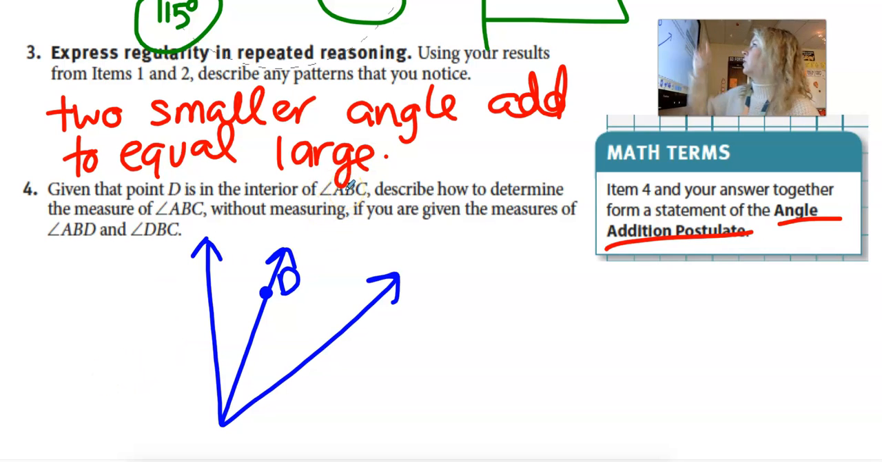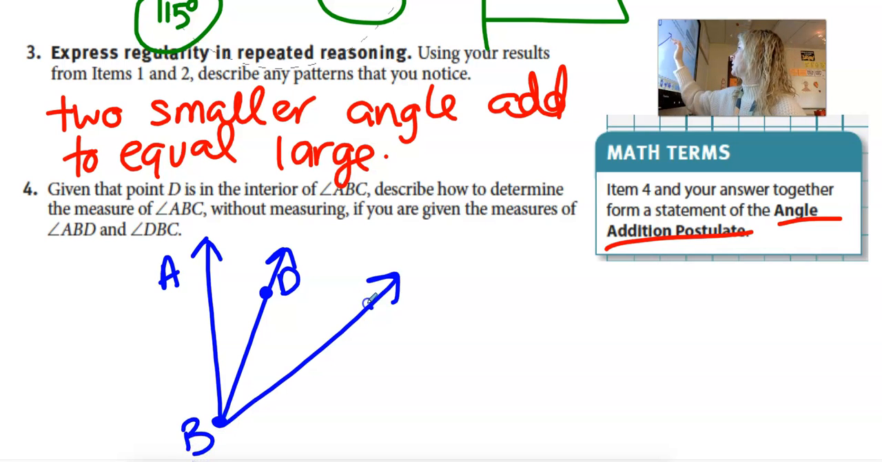ABC is your total angle, so you could put A here, you could put C there, but you do have to make sure B is the vertex angle where they meet, ABC. So that is how you create an angle addition postulate picture if you were given words. And I'm a visual person, and I suggest drawing it every single time.